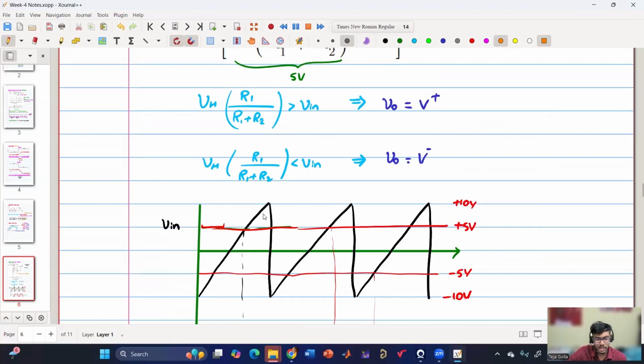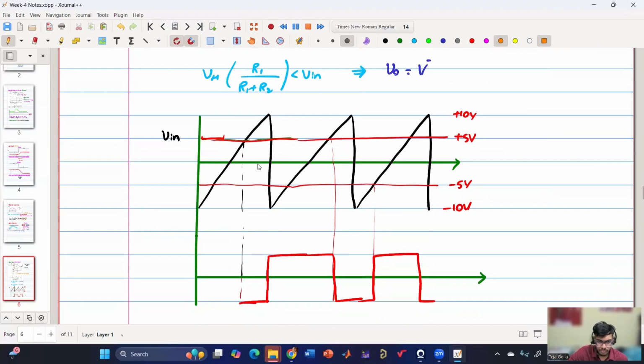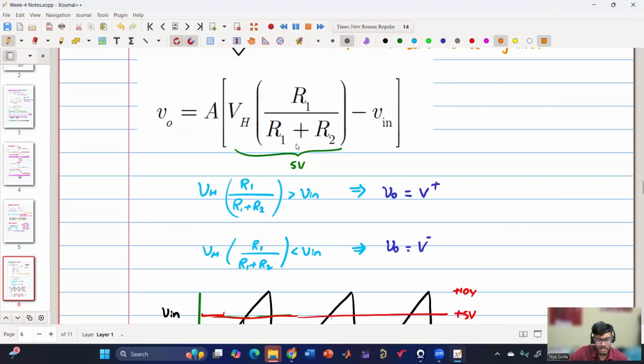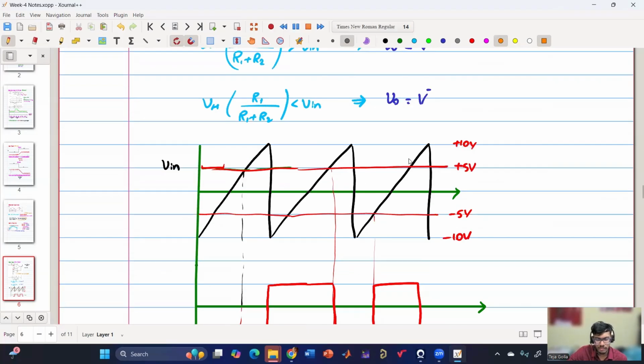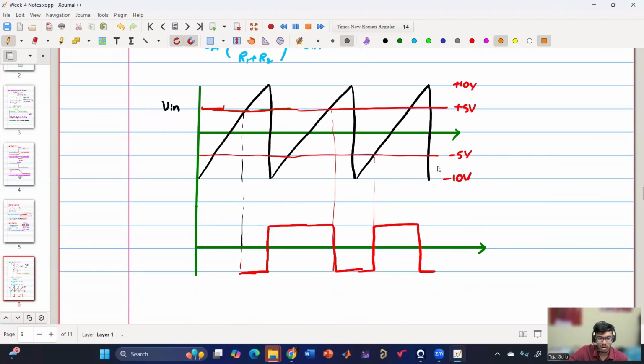So I have taken one similar example of what was given in the assignment. Based on this, I have drawn the waveform, because I have considered this to be 5 volt, and this is varying from plus 10 to minus 10 volt. So depending upon this condition, we can get whether my input is plus V or minus V.